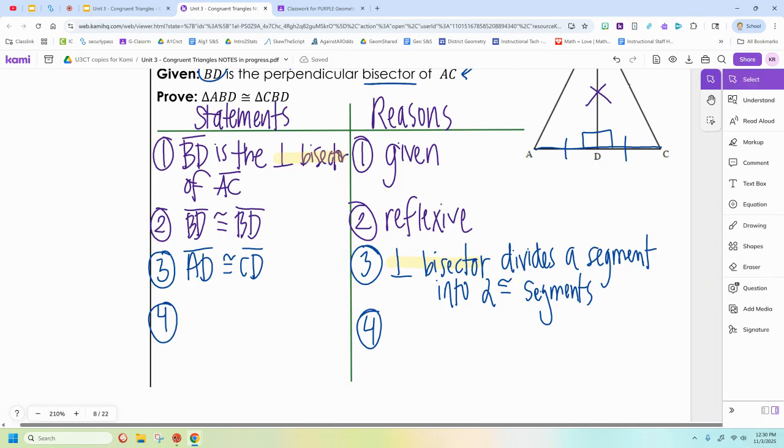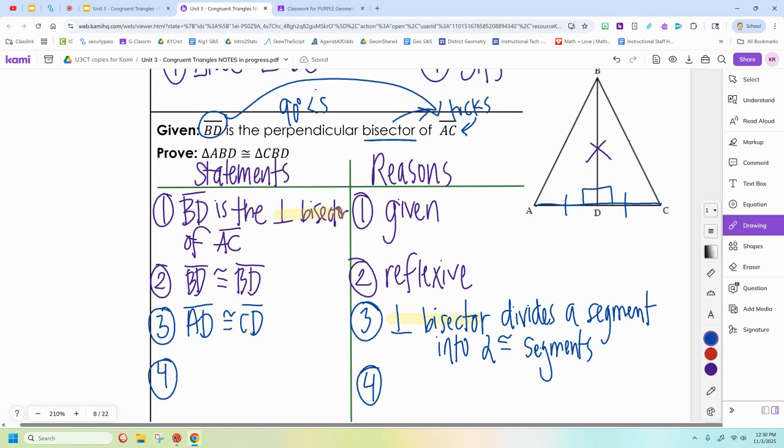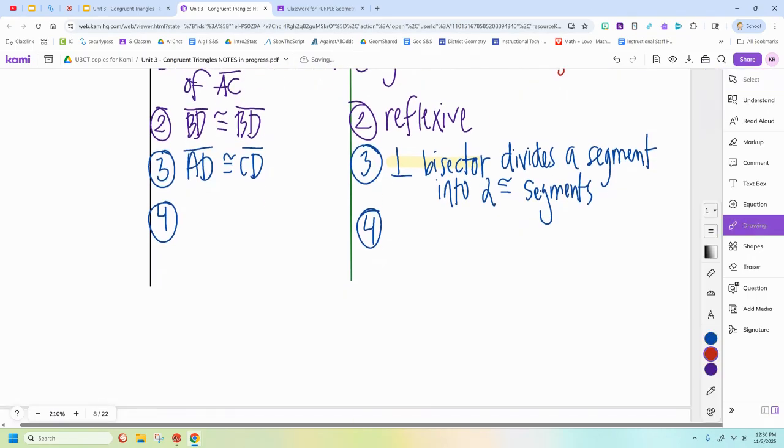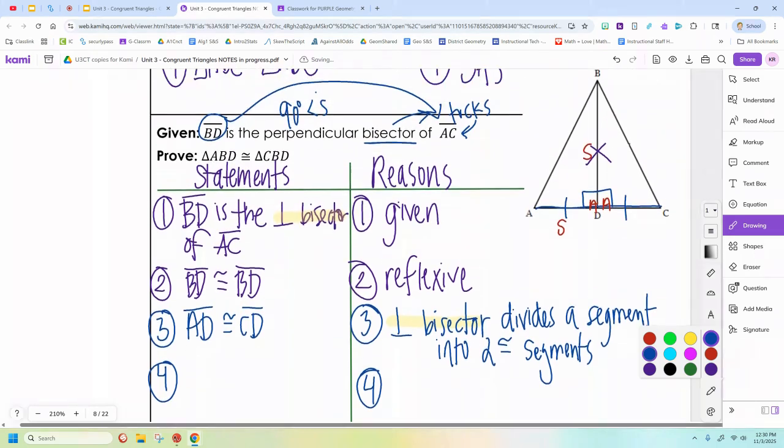So let's take a moment to just go back into our picture. Are we doing HL for these triangles? Do we have the hypotenuse? No. Do we have side, angle, side? Yes, we do. So we're going to be doing side, angle, side. So we don't need to talk about a right triangle. We need a set of congruent angles. Okay. So here we go. We need to name those angles. All right. Let's see.